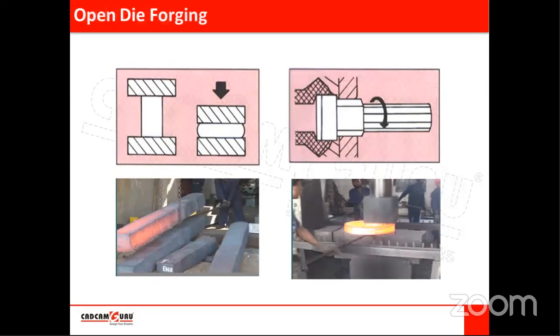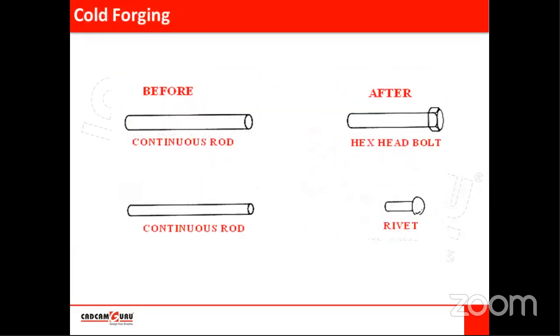This is again open die forging. Now this is cold forging. So again you can see the meaning of cold. Cold means cold forging without heating. For rivets and for hexagonal headed bolts, you come across these types of bolts, where the head is hexagonal in shape and this is a simple round bar. Sometimes it is threaded here.